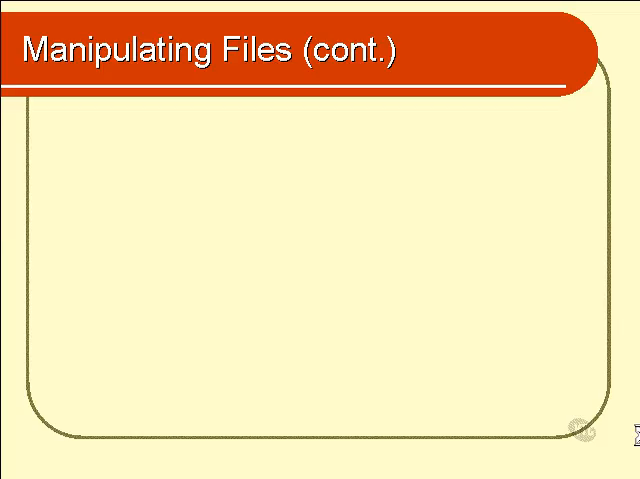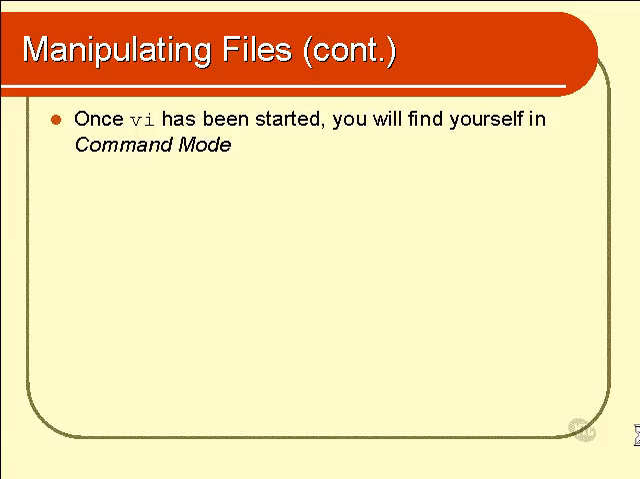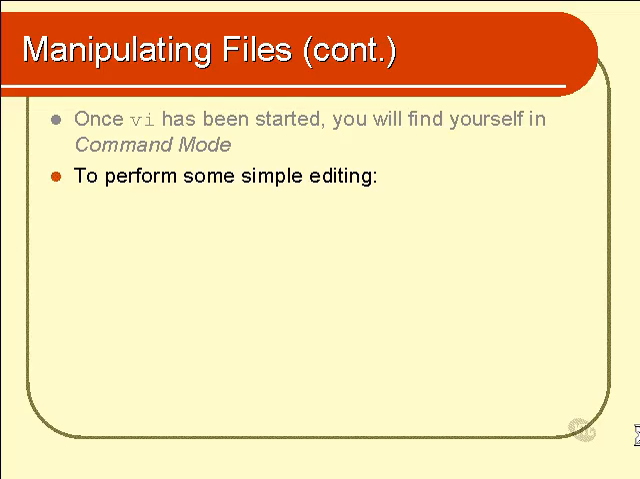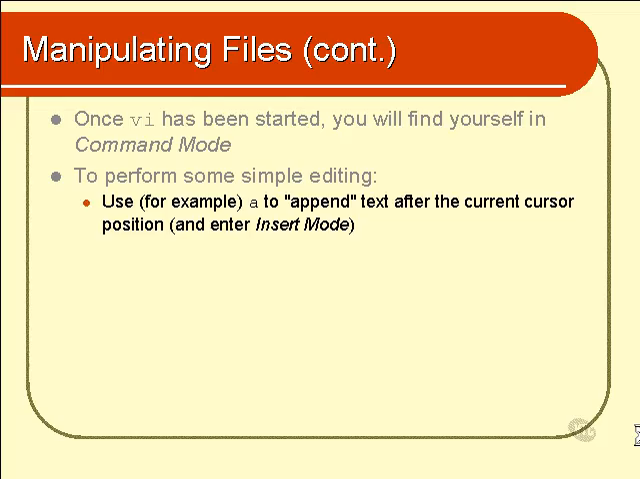Okay, now that we've seen how to start Vi, let's see how to perform some basic editing. You'll find yourself in command mode when you start Vi. I think I mentioned that before. So to simply add some text, some regular boring old text to the file, type in a command like A. See the A there? A to append text after the current cursor point. If you type in the command A, you'll then be taken into insert mode.